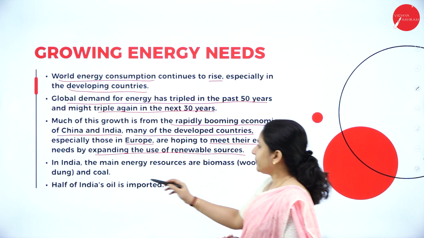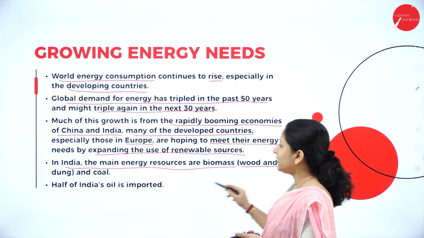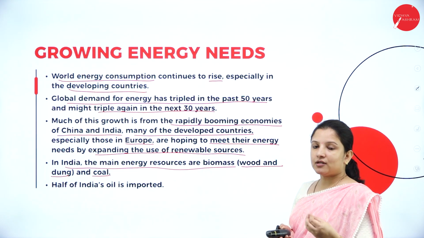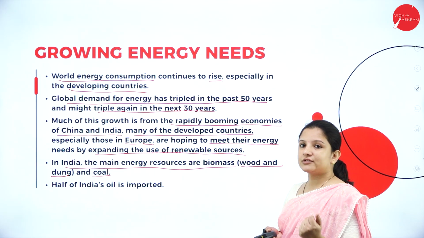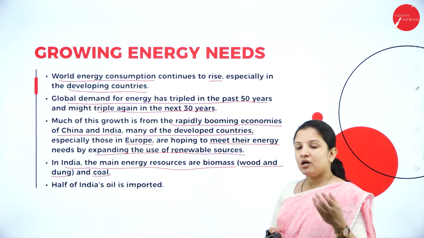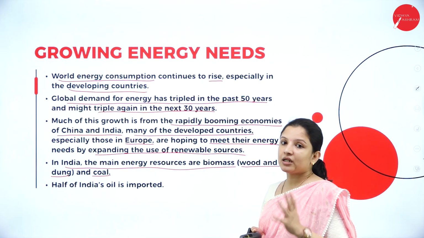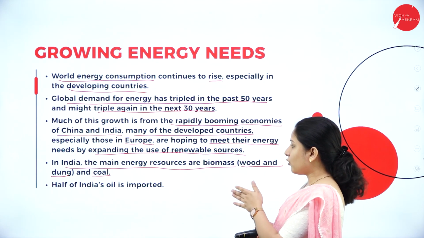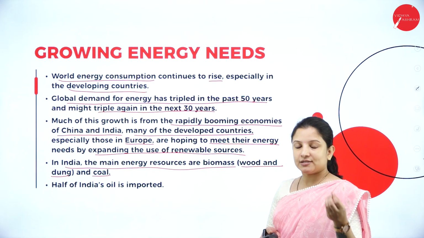So in India, the main energy resources are biomass, such as wood and dung, and also coal. Most of our trains even now run with coal, right? So coal is one of the important energy resources being used, and also wood and dung, because though we are a developing country, there are still many villages which are dependent on coal, dung and wood as their source of energy even today.